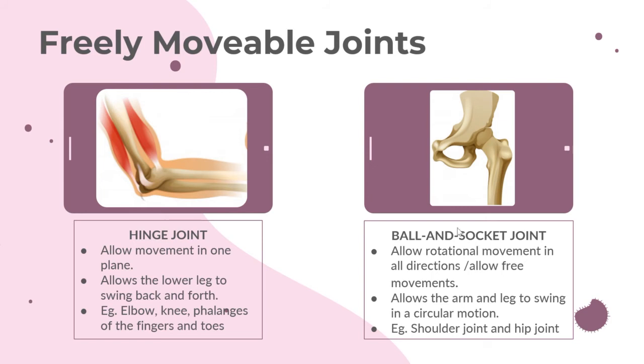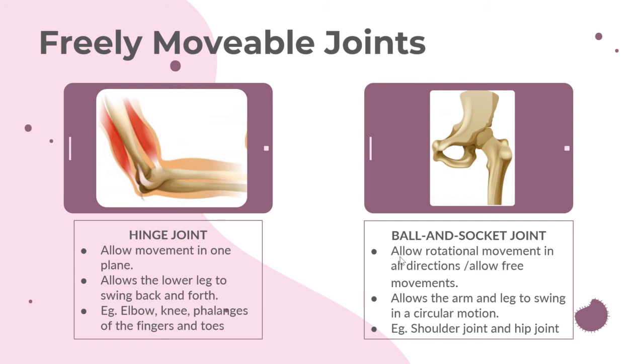Okay. Next, we go to the second type of the freely movable joint, which is the ball and socket joint. Look at your shoulder joint. Try to move your hand. Can we move in one plane or can we move in all directions? We can move in all directions. We can move our hand in all directions because the shoulder joint is a ball and socket joint.